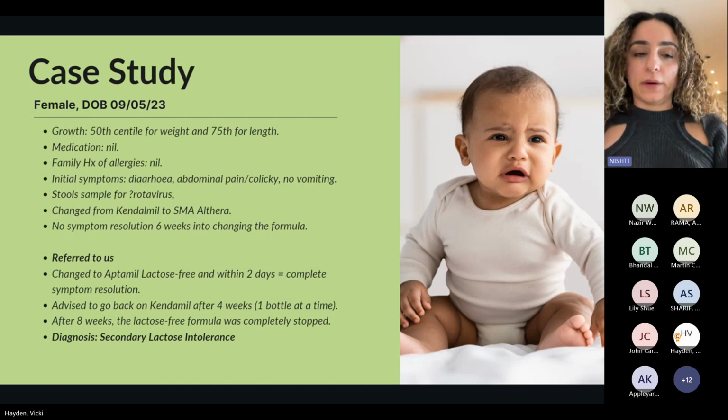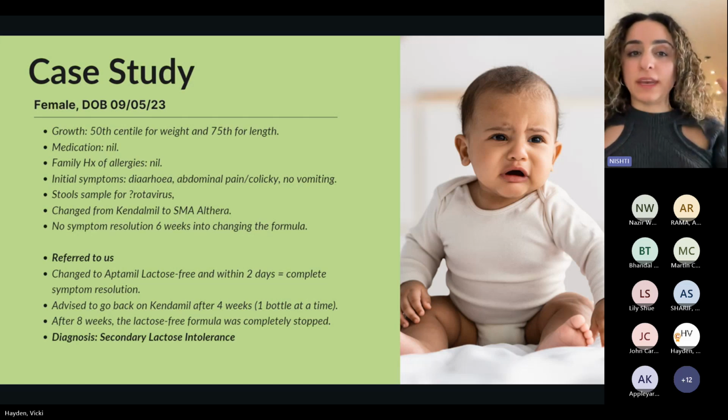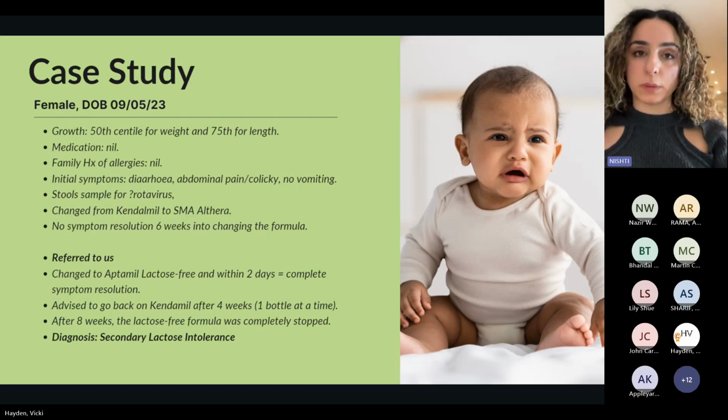So we have to be mindful of what part of the body is affected. If it's mainly the bowels, perhaps it is secondary lactose intolerance and it will resolve over time. But if any other part of the body is affected, then perhaps it is non-IgE cow's milk allergy.